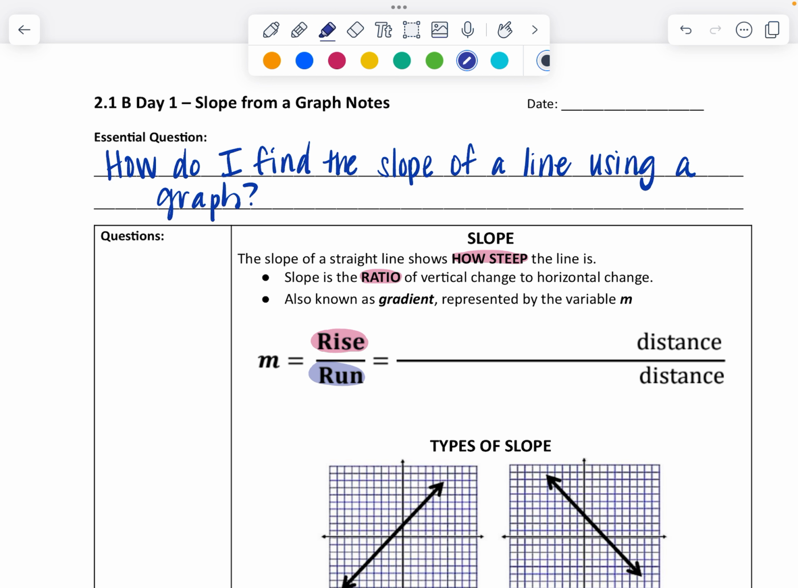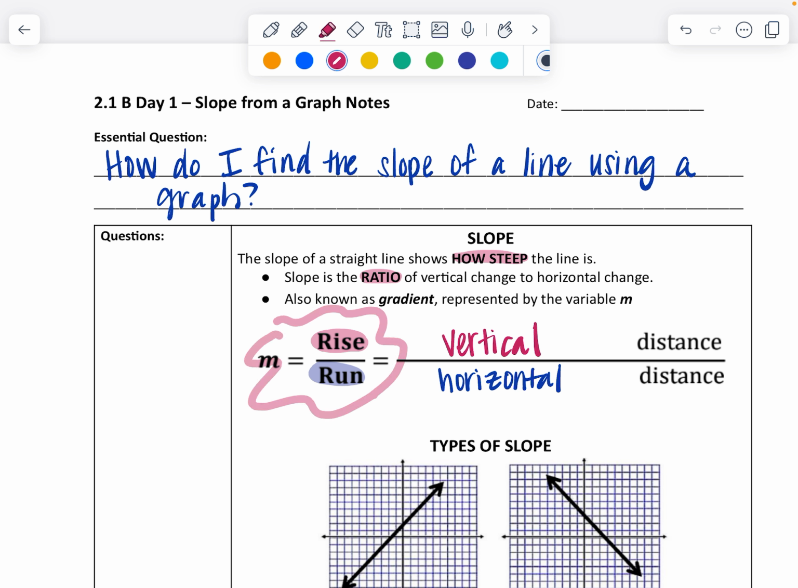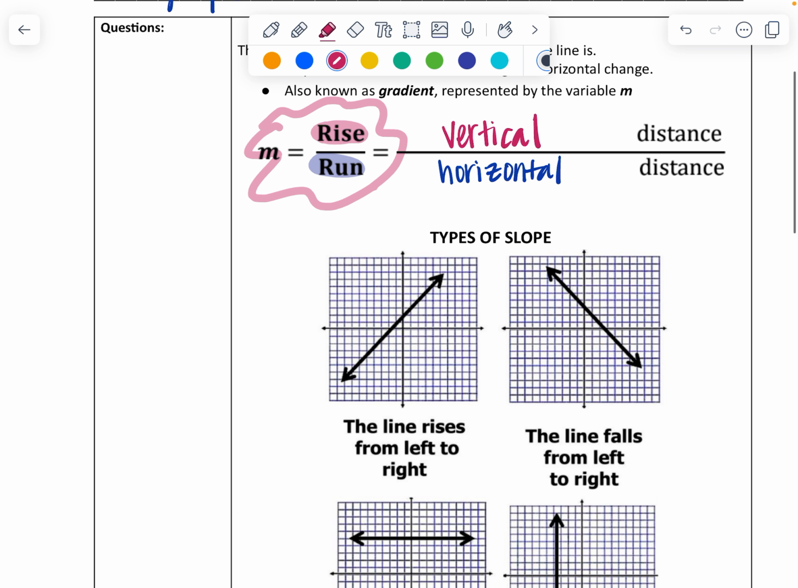Rise over run. So if you see a fraction in the spot for m in an equation of a line, the top number will tell you the vertical distance. The bottom number is the run. That tells you the horizontal distance. So very important to remember that m is rise over run.